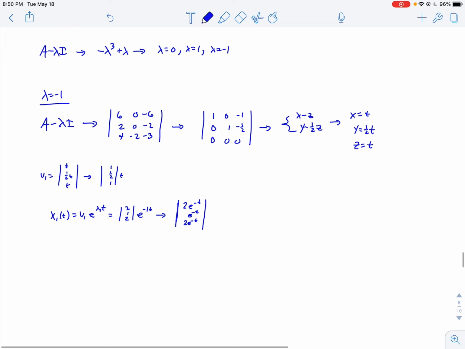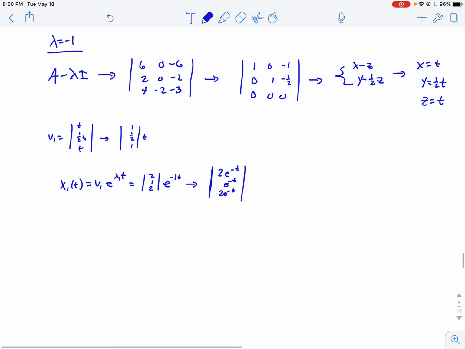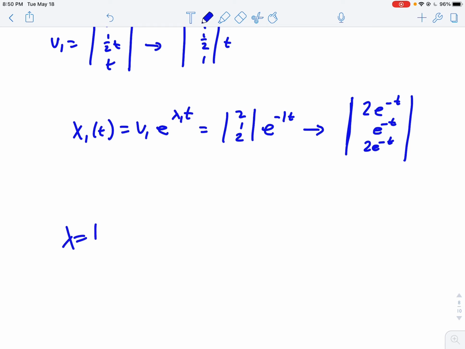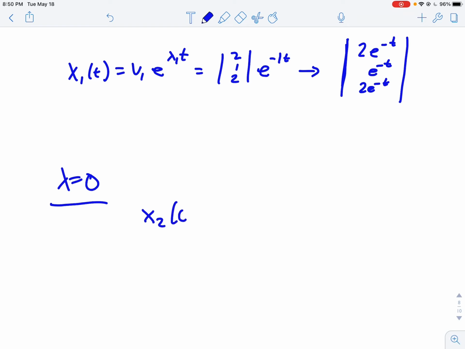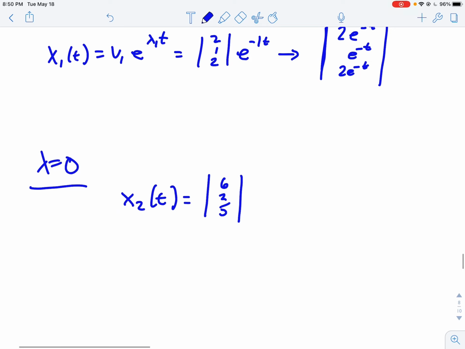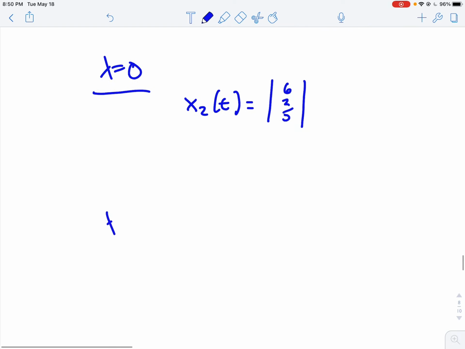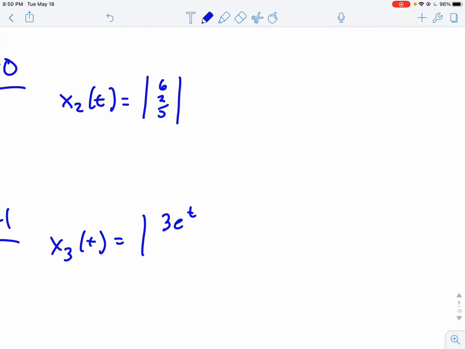We do this for each of our eigenvalues, but for the sake of time, I'm just going to write the other entries for our fundamental matrix. So for lambda equals 0, our fundamental matrix entry is x2 of t equals 6, 2, 5. The reason there's no e to the t terms in here is because our eigenvalue is 0, so e to the 0 is just 1, so it cancels out. And for lambda equals 1, our third and final entry is 3e to the t, e to the t, 2e to the t.